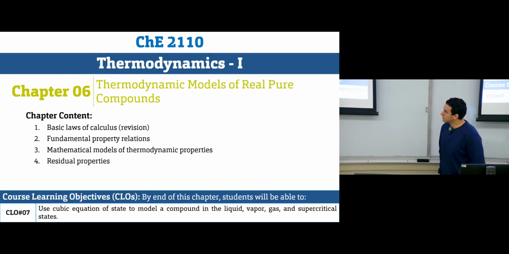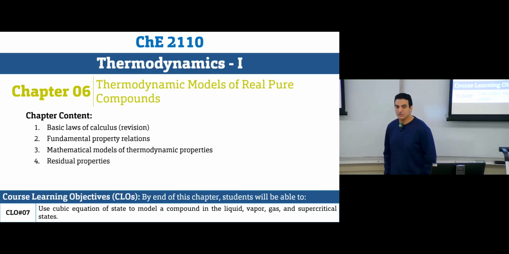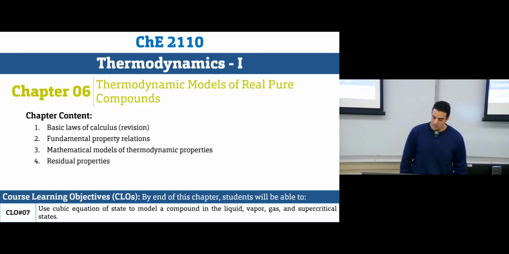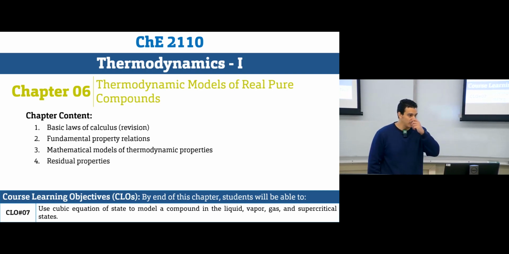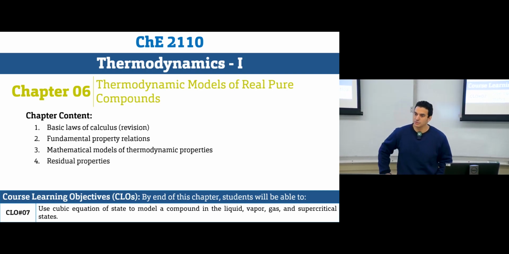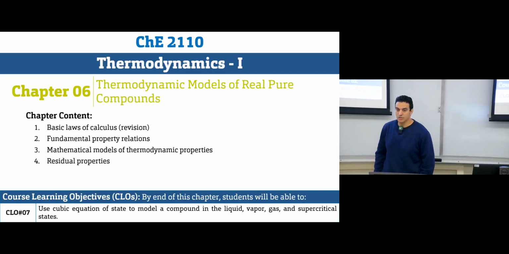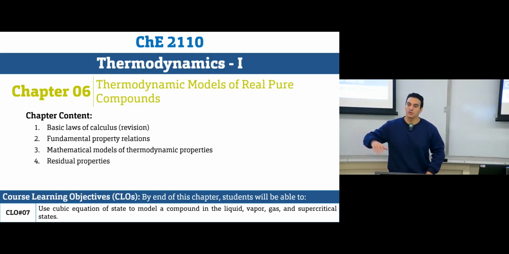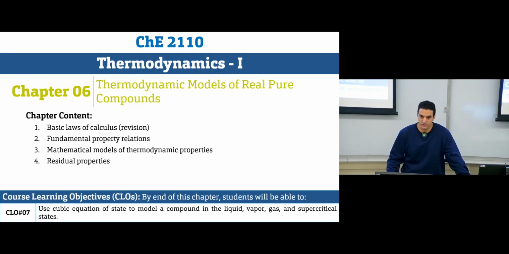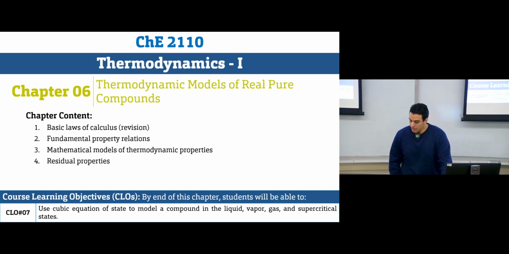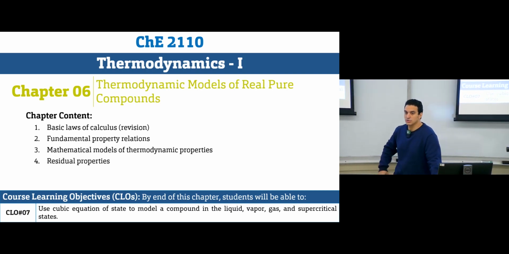We started this chapter by reviewing some basic laws of calculus, and then we explained the fundamental property relations of thermodynamics. We said we have four fundamental property relations. We have Maxwell relations. We have some relations for thermodynamic properties, such as the thermal coefficient of compressibility, isothermal expansion, and heat capacity. And we used all of these laws and relations to see how we can derive mathematical models for thermodynamic processes, and how we can use an equation of state to find some of these partial derivatives.